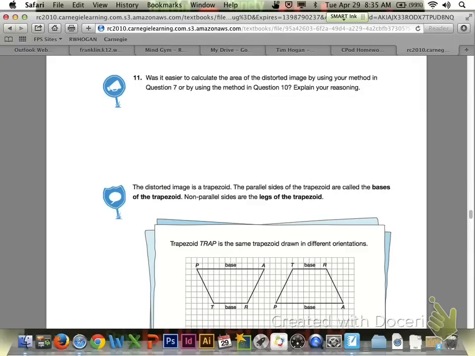Take a look at number 11 at the top of page 867. You had two methods that you used in order to find the area of those distorted images. Was it easier to calculate the area of the distorted image by using your method in question 7 or by using your method in question 10? Just go over and talk about that with your group members.